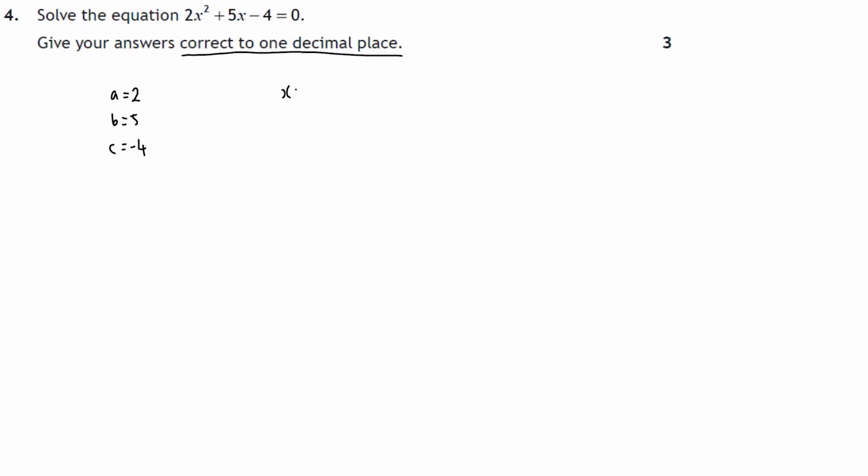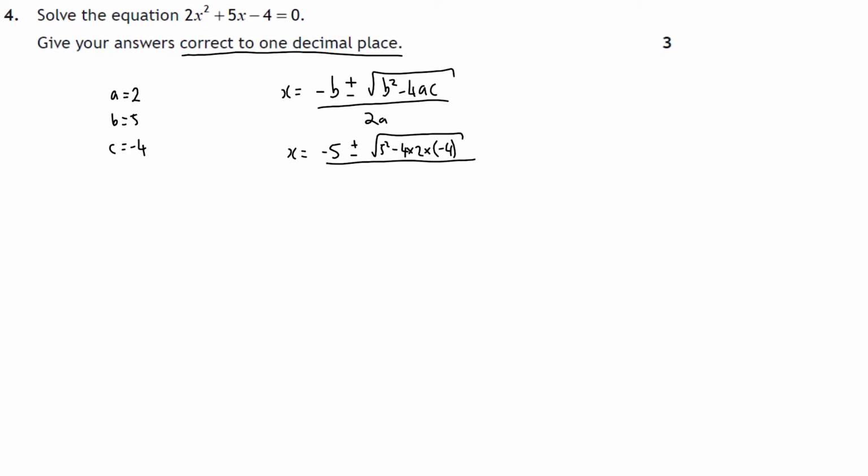So from the formula sheet, x equals negative b plus or minus the square root of b squared minus 4ac all over 2a. And we're just substituting the numbers in here, so it's negative 5 plus or minus the square root of 5 squared minus 4 times 2 times negative 4 all over 2 times 2.